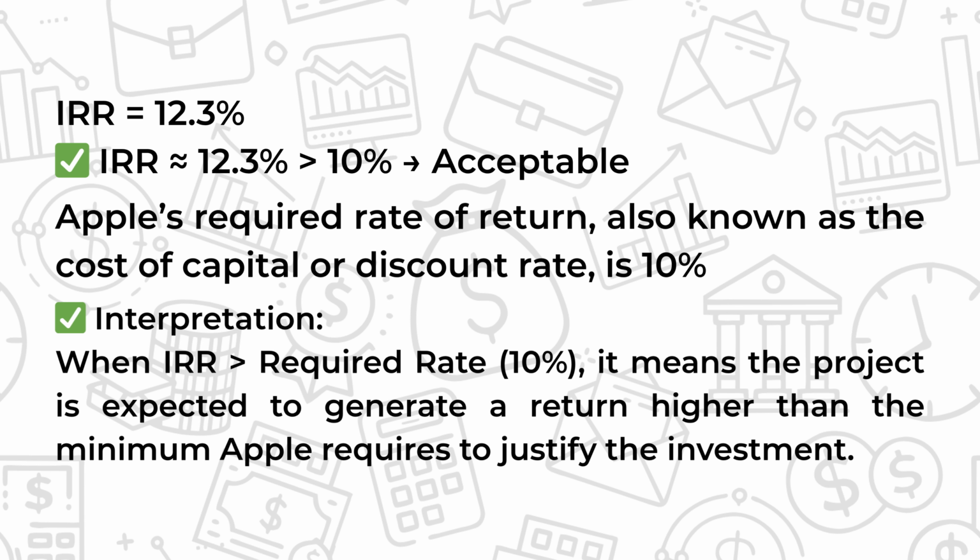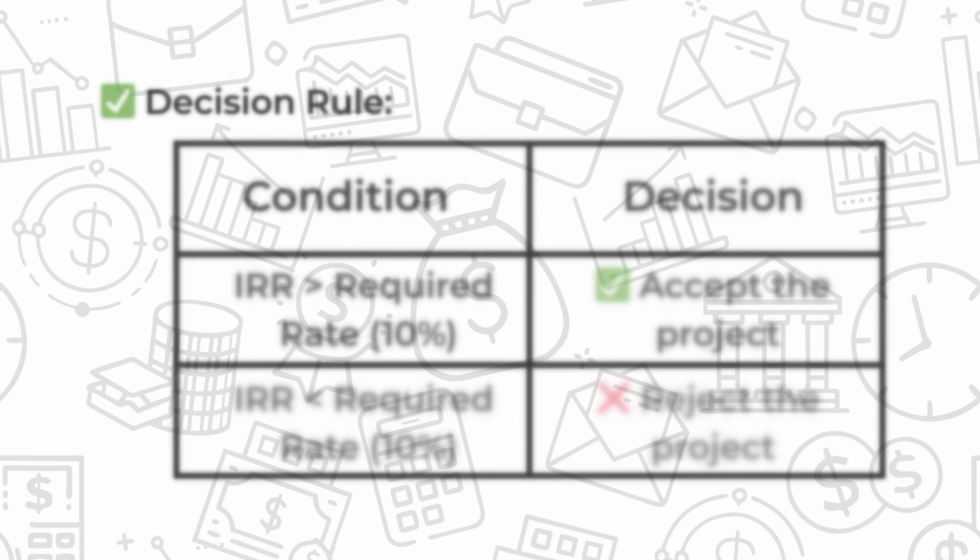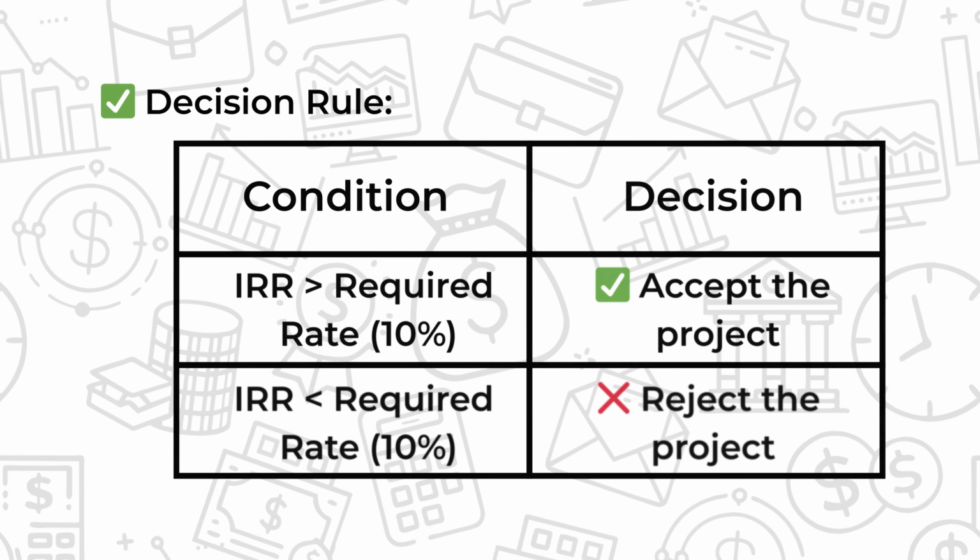Interpretation. When IRR is greater than the required rate of 10%, it means the project is expected to generate a return higher than the minimum Apple requires to justify the investment. Remember this decision rule: if IRR is greater than 10%, accept the project. If it is less than 10%, reject it.